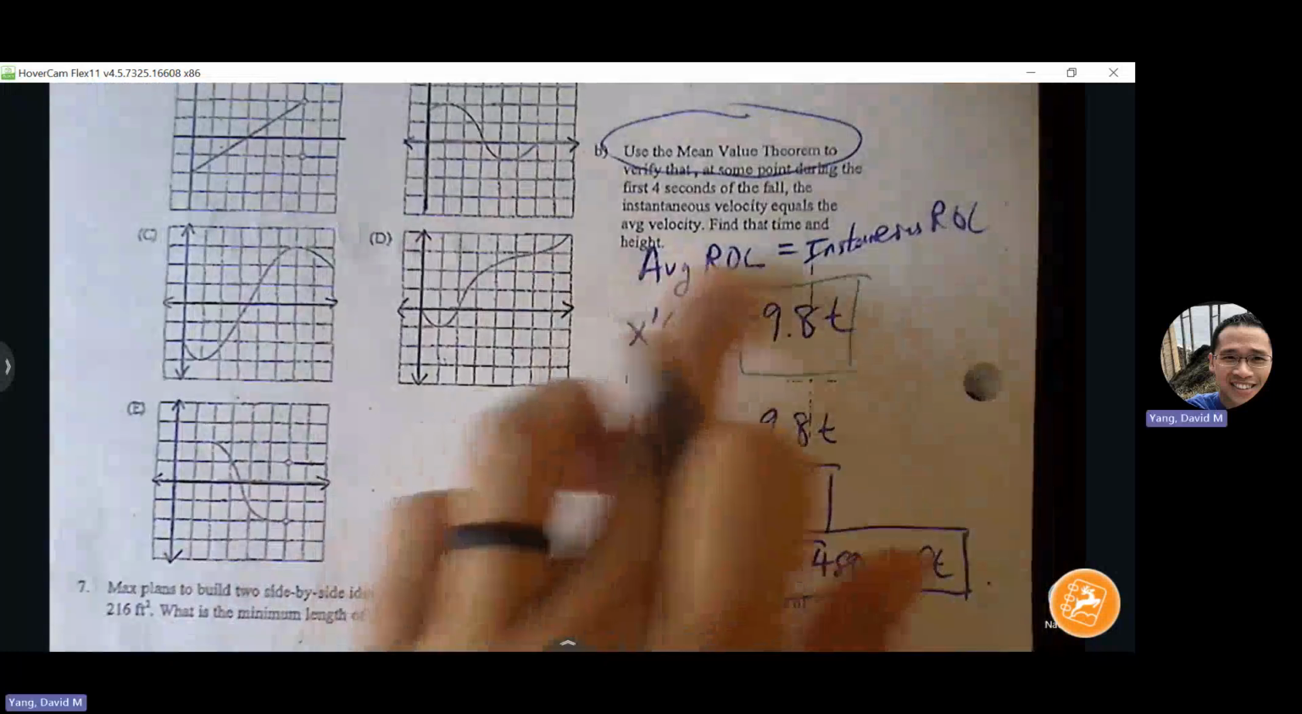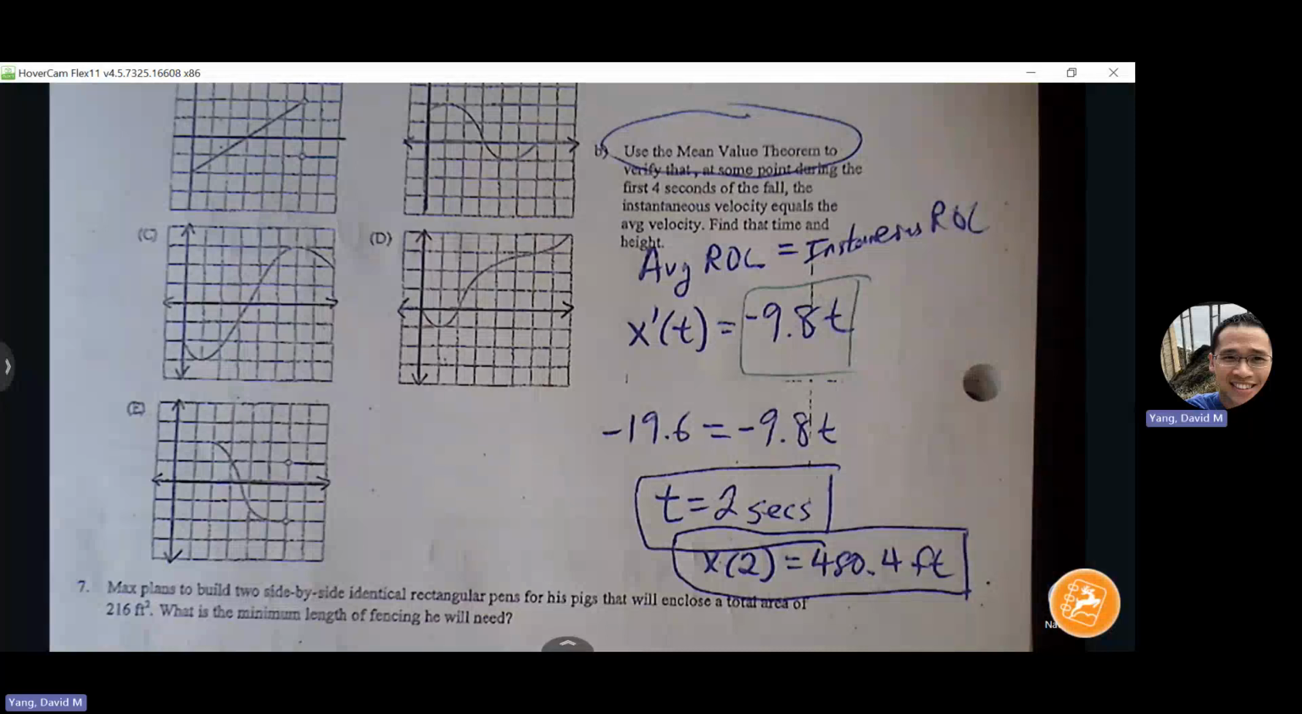So this is just an application of mean value theorem. Find the slope, find the derivative, set them equal to each other. The y value, yeah, the y value is your height.